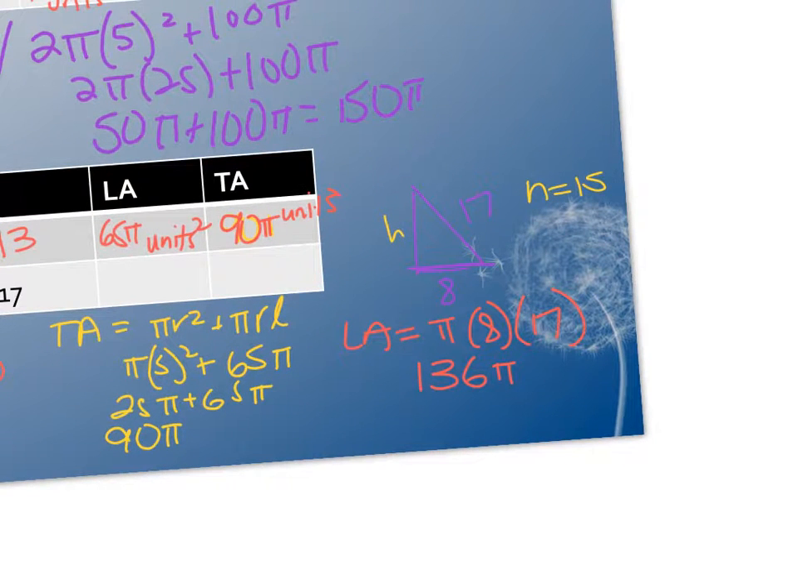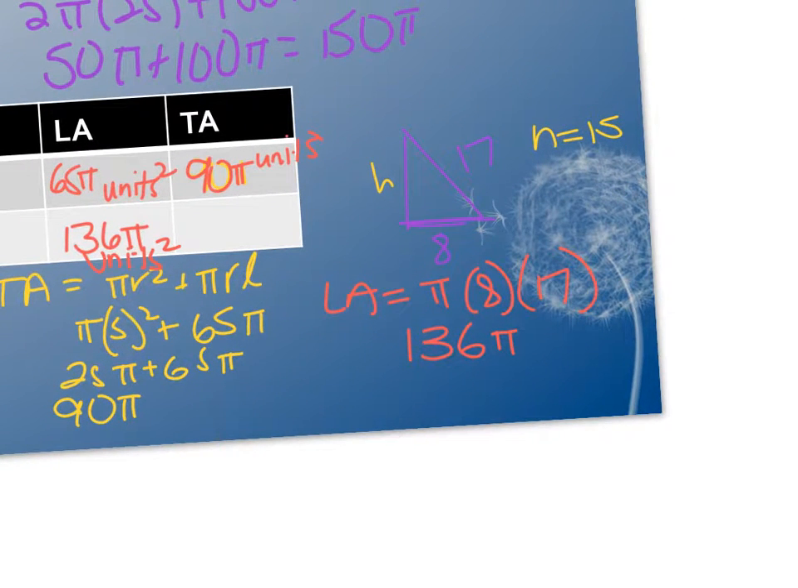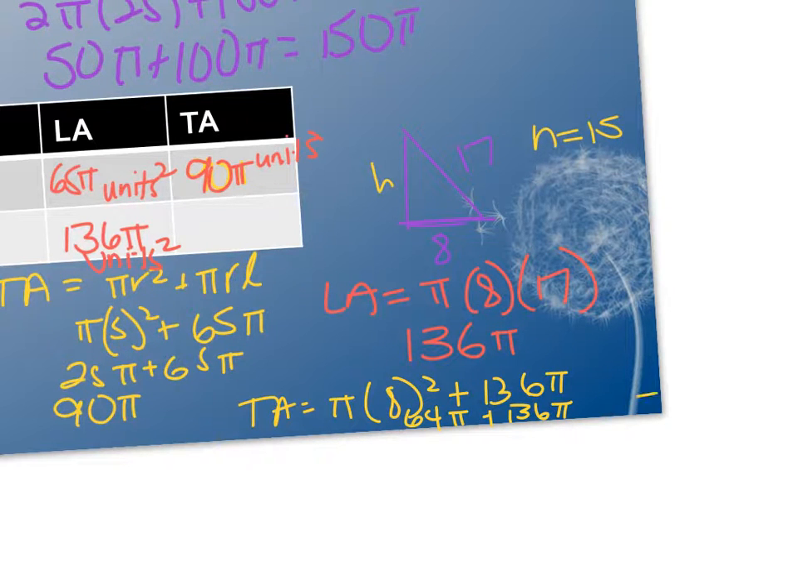All right, so lateral area, pi times the radius times the slant height, 136 pi. And total area, pi, the radius squared, plus 136 pi, 64 pi, plus 136 pi, 200 pi.